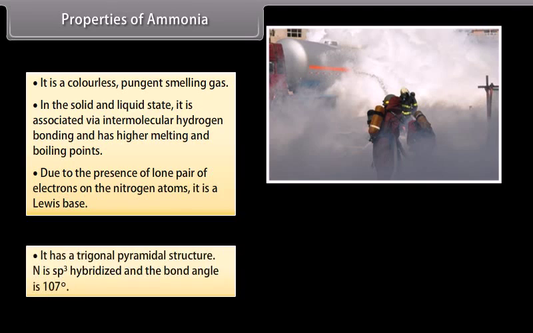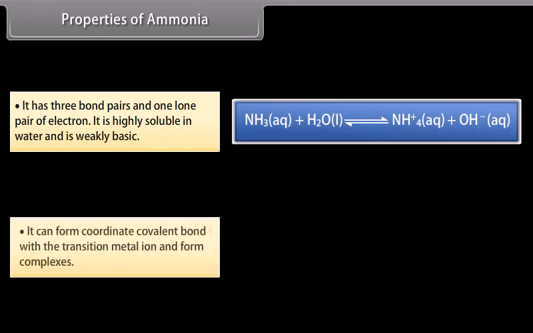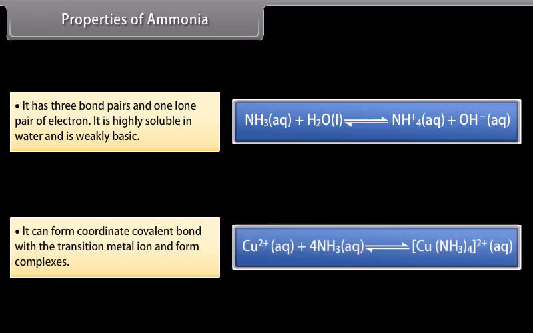It has a trigonal pyramid structure. N is sp3 hybridized and the bond angle is 107 degrees. It has 3 bond pairs and 1 lone pair of electrons. It is highly soluble in water and is weakly basic. It can form coordinate covalent bonds with transition metal ions and form complexes.